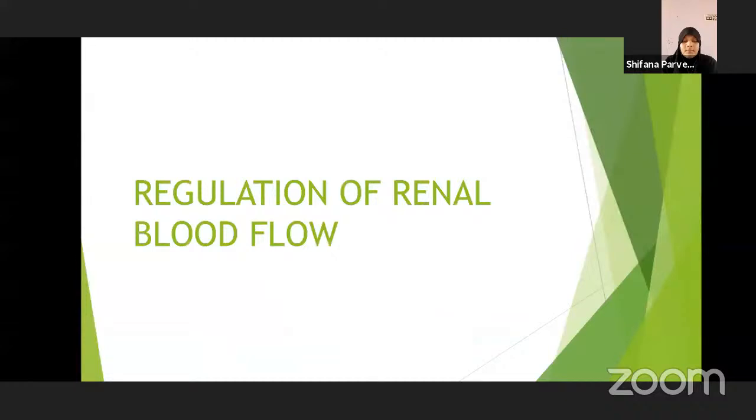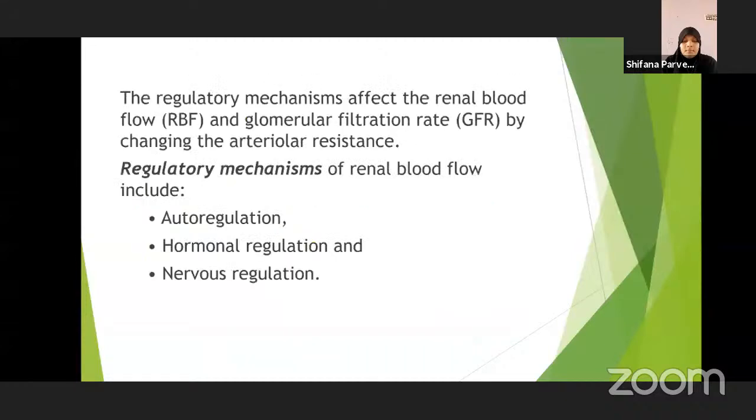Regulation of renal blood flow. The renal mechanisms affect the renal blood flow and glomerular filtration rate by changing the arteriolar resistance. Regulatory mechanisms of renal blood flow include autoregulation, hormonal regulation, and nervous regulation. First, we are moving to autoregulation.